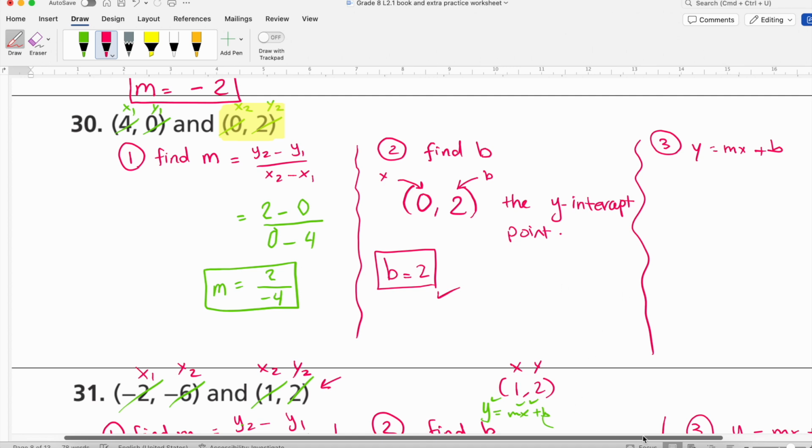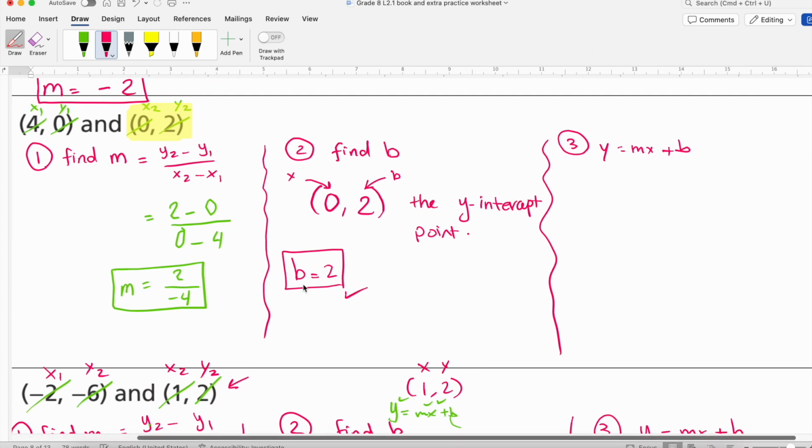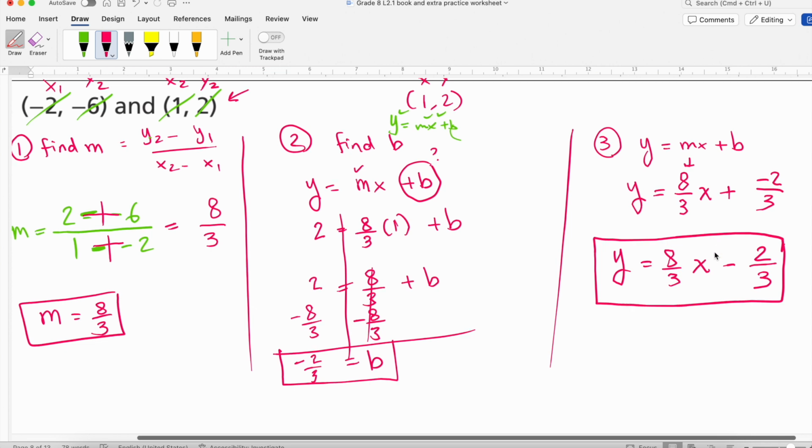Done. If you don't want to remember this, just use the original equation. Just substitute y equals m, which is 2 over negative 4, x plus b, which is 2. That's it. Easy. Good luck, girls.